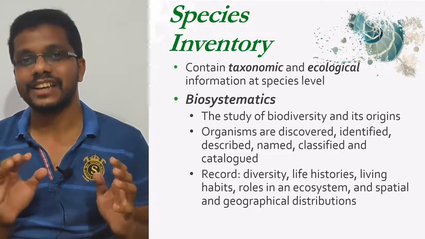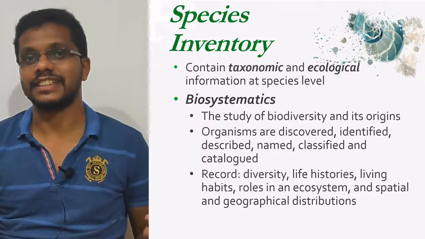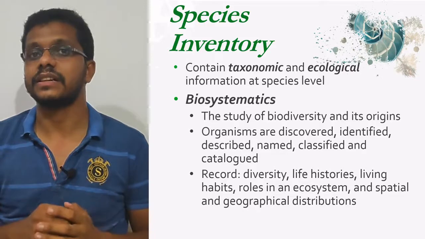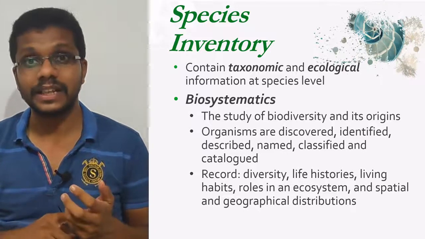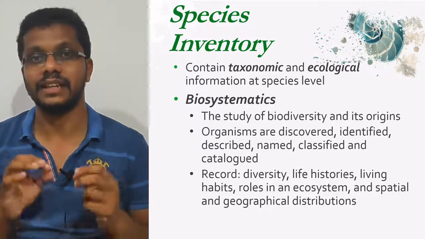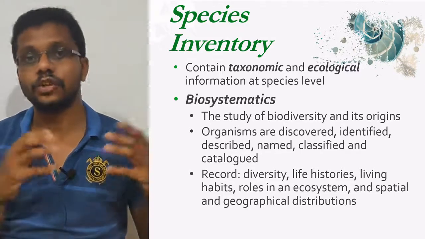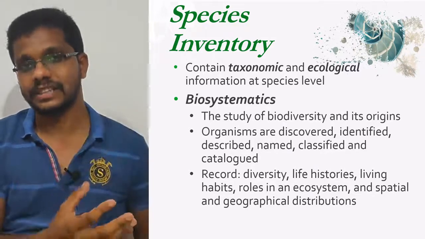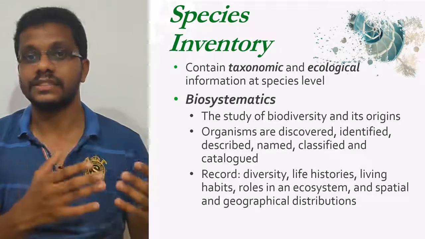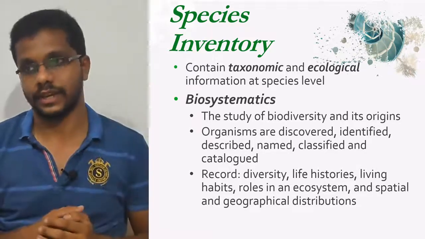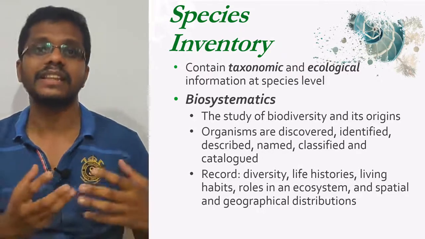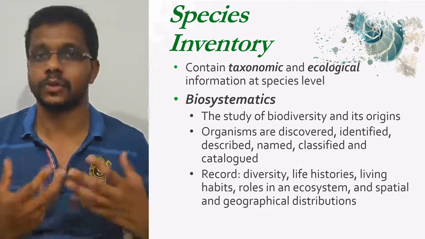Species level inventories are not a list of organisms present in an area. It includes more than that. A species level inventory contains taxonomical and ecological information at a species level. The taxonomical information include how the organism is classified, what is the nomenclature, how it is named, and what is the phylogenetic origin of this organism. Ecological information is basically what are the ecological roles played by this organism.